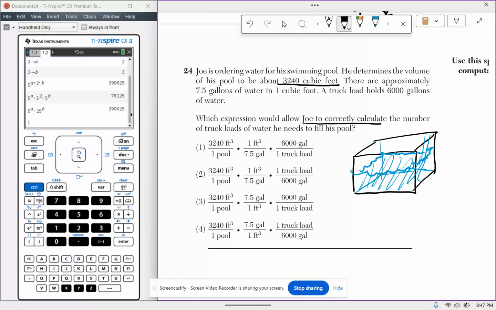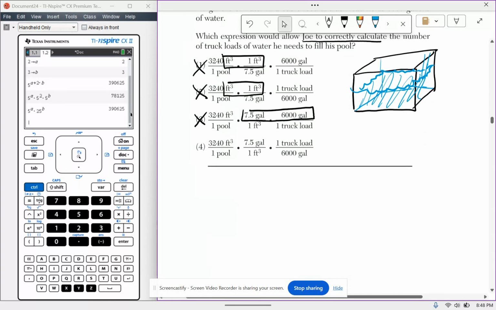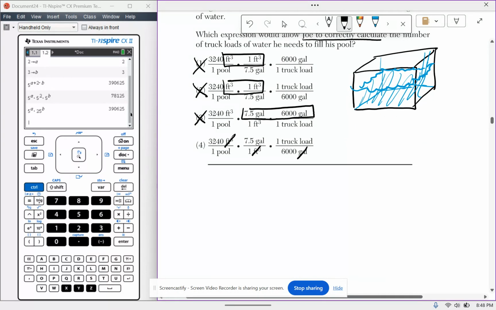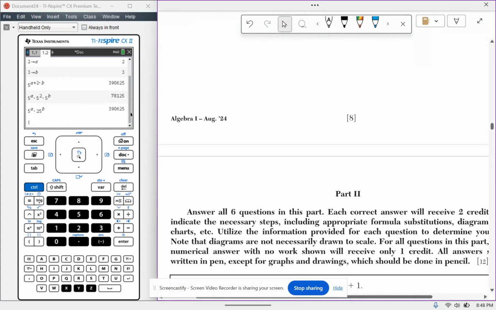Okay, this is a dimensional analysis question, and when we're doing dimensional analysis, we're looking for units to cancel. So units need to be in opposite portions of the fraction in order to cancel. If we cruise through and see where units aren't canceling, we can eliminate some answer choices. Here we have gallons and gallons, both in the numerator, eliminate. Here we have feet cubed and feet cubed, both in the numerator, eliminate. And here again feet cubed and feet cubed in the numerator, eliminate. The only one that works is answer choice 4. Cool, we didn't even have to set it up.